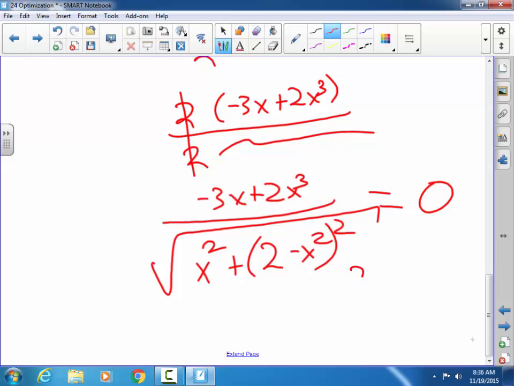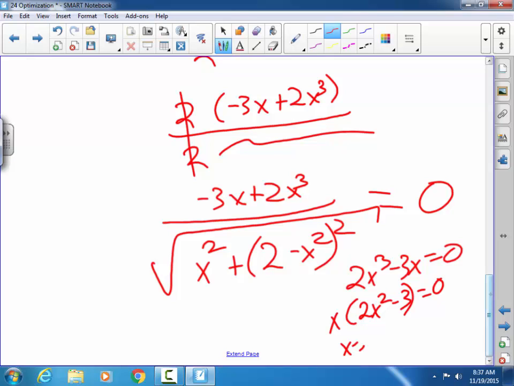So now we can say 2x cubed minus 3x equals 0. Very good. We need to factor out an x. x times (2x squared minus 3) equals 0. And we get x equals 0 and x equals plus or minus the square root of 3/2. Now we got 3 answers. But how is this different from other problems we've worked so far? Most of the time we've only gotten 1. So we've got 3 answers here.